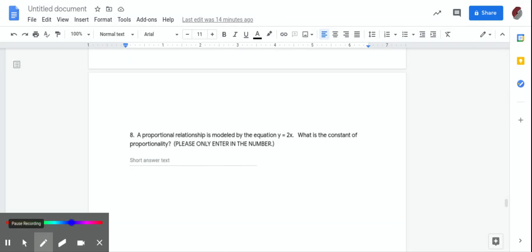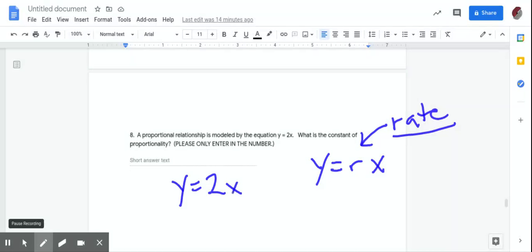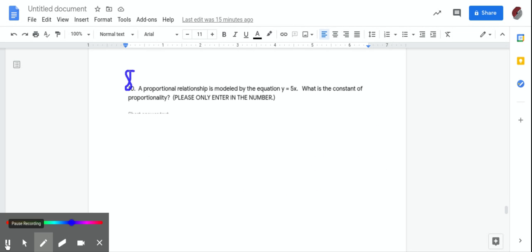Question 8. A proportional relationship is modeled by the equation y equals 2x. What is the constant of proportionality? So once again, in this one, we're looking at y equals rx. And remember, r is our rate, or also our constant of proportionality. And so if our equation is y equals 2x, we're looking at that number. And so 2 would be our answer for question number 8. You try. A proportional relationship is modeled by the equation y equals 5x. What is the constant of proportionality?